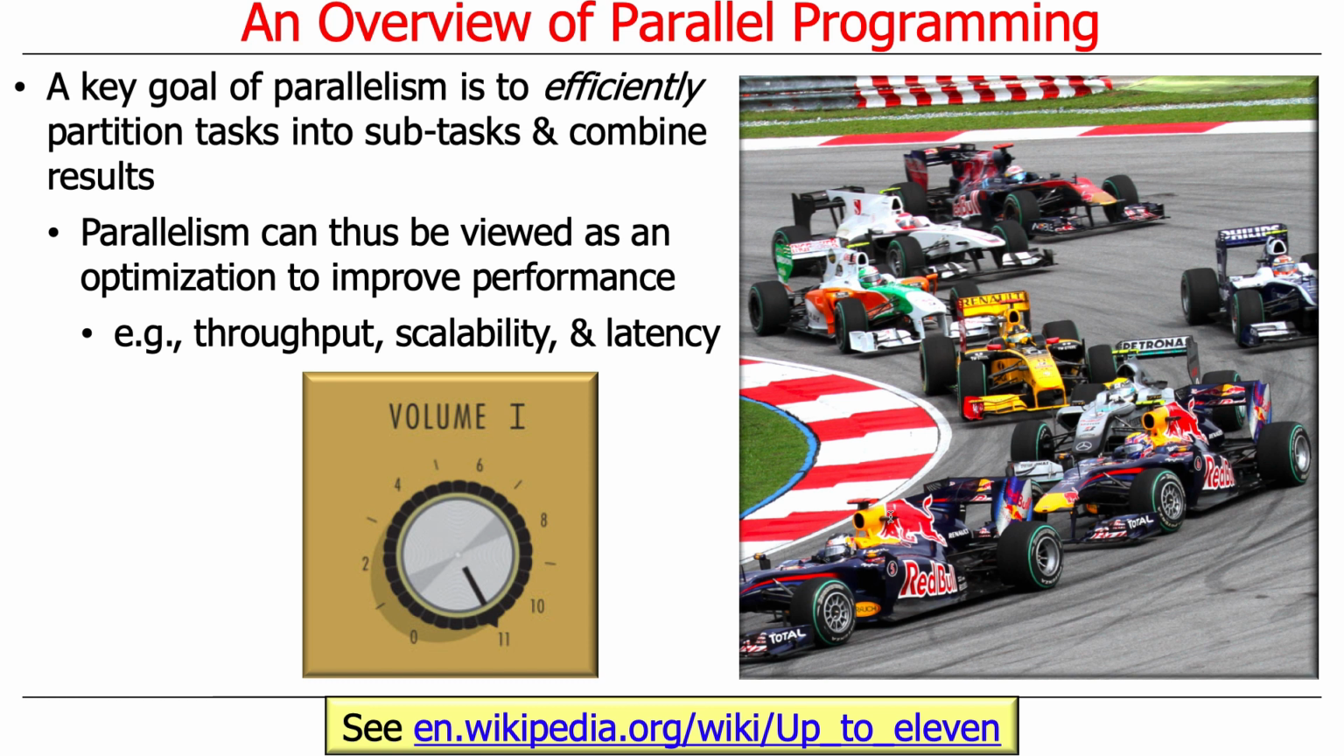And the way to think about the performance dimensions we're trying to improve are throughput, scalability, and latency. So throughput obviously is about how much work you can do per unit time. Scalability is about how many things you can run in parallel. And latency is how quick the response time is to do any particular task.